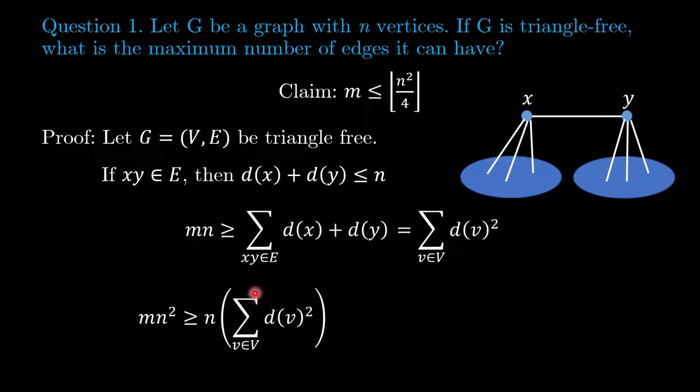And now we apply the Cauchy-Schwarz inequality, where this is summation a_i squared, this is summation b_i squared, and we get summation a_i b_i quantity squared. And by the handshaking lemma, the sum of the degree of all the vertices is twice the number of edges, 2m. So squaring that, we get 4m squared. So rearranging the equation here, we see that m is at most n squared over 4. And since m is an integer, m is at most the floor of n squared over 4.